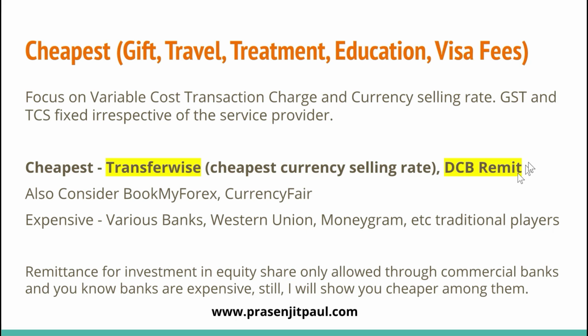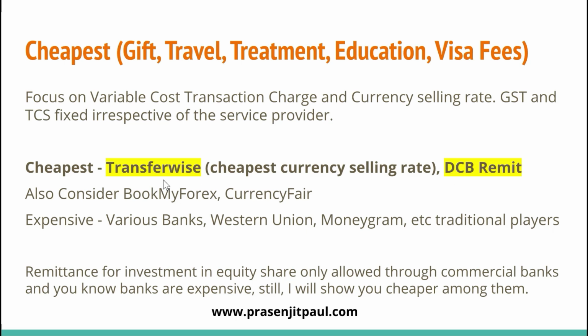And you can also check DCB Remit. These are new age companies, and they are much cheaper than the traditional players like Western Union, MoneyGram, and then all the banks. Remember, banks are the most expensive because they not only charge a higher currency selling fee, they also charge a lot of transaction cost and corresponding bank charges.